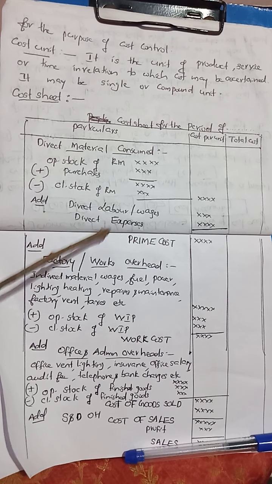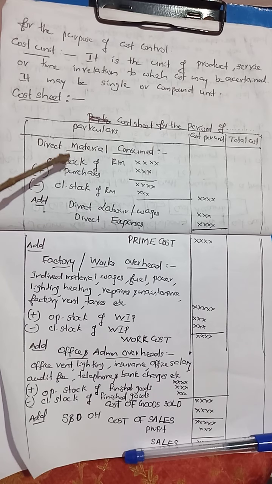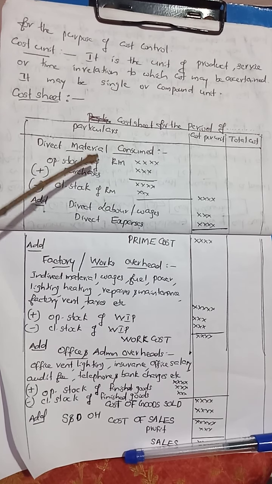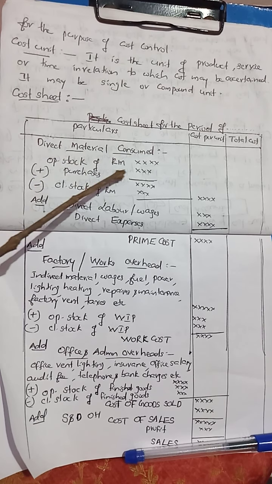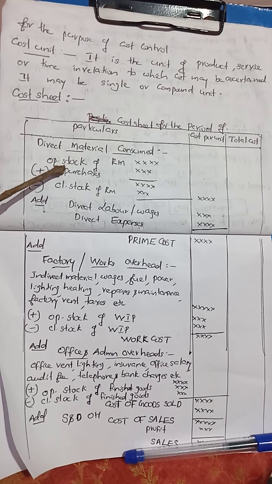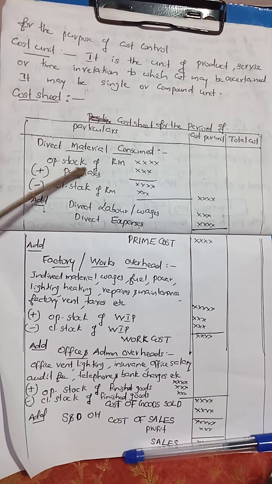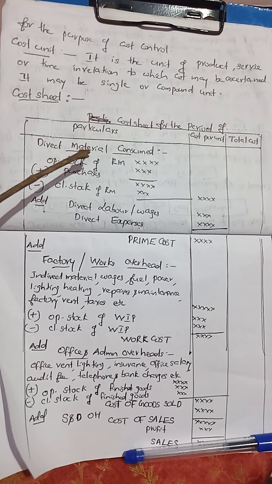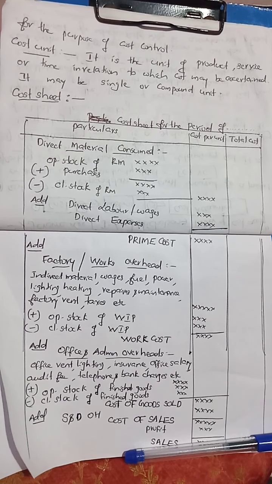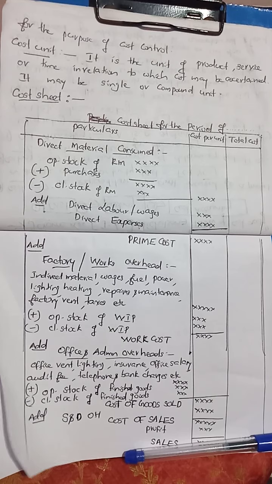Direct material, direct labor, direct expense. These are the first 3 elements of the cost sheet. If the question does not directly give the amount of direct material consumed, then there are hints. These 3 hints are given in the questions. By using them, we need to calculate the direct material consumed: opening stock of raw material, purchases, and closing stock of raw material. These are the 3 elements for calculating the direct material consumed for producing 1000 units.